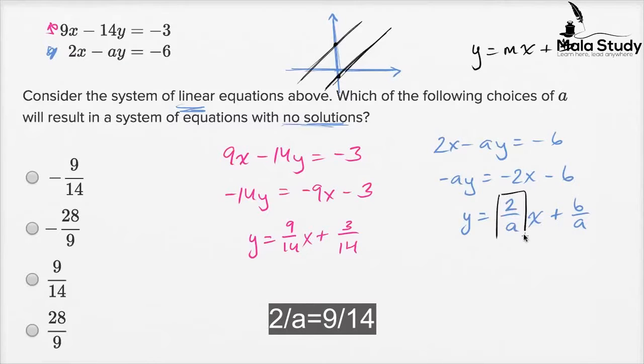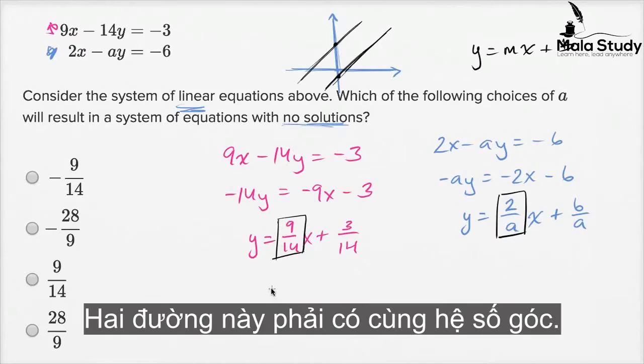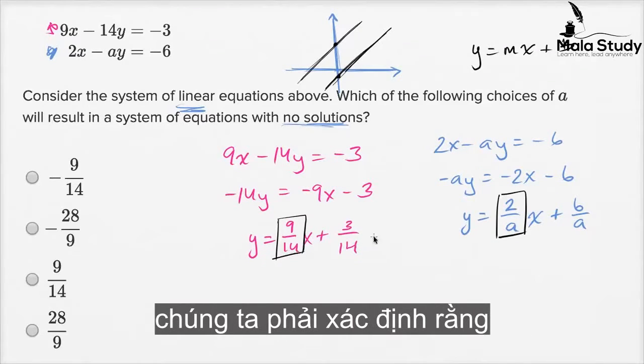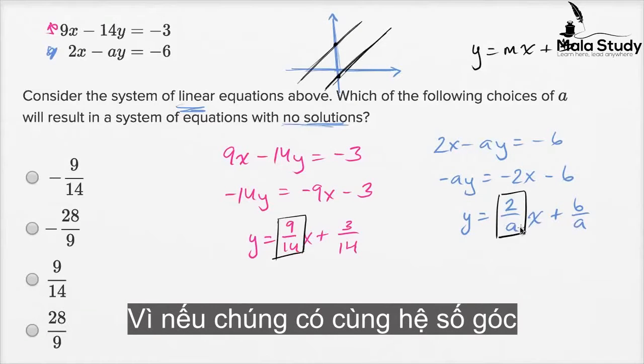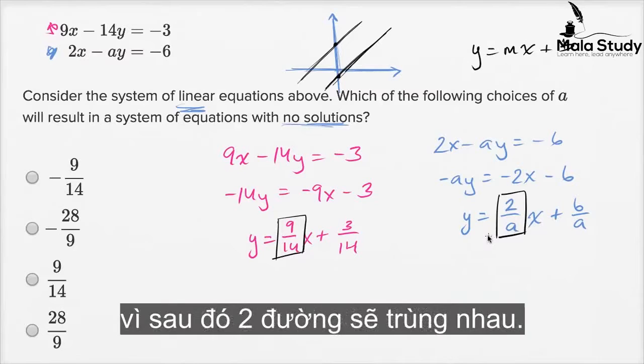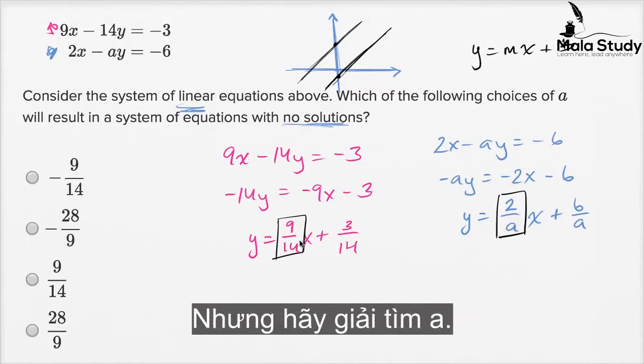All right. So we need to set up a situation where 2 over a is equal to 9 over 14. These two things have to have the same slope. And when we figure out that a, we have to verify that they have different y-intercepts. Because if they have the same slope and the same y-intercept, instead of having no solutions, they would have an infinite number of solutions, because then it would be the same line.